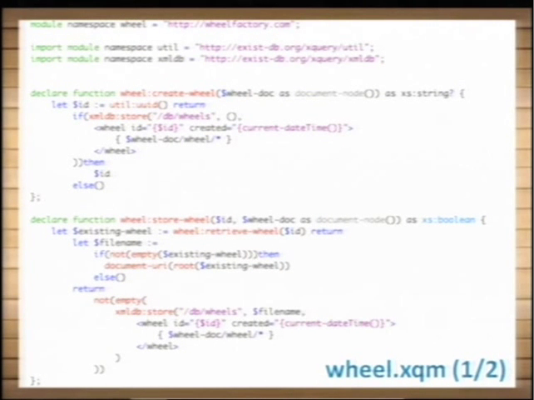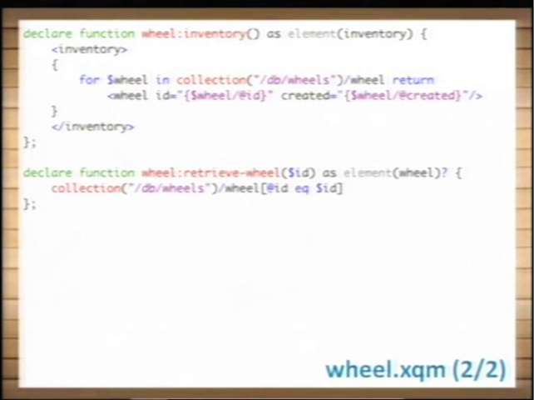There are four things this module has to do, so there are four functions: a create wheel function, a store wheel function, an inventory function, and a retrieve wheel function. Whilst some of the internals of these functions are a little bit eXistDB specific, they really apply to any XQuery processor where you have access to a database or document store. So we've got our wheel factory, and we've been very happy with this, and we've been using it for a while.